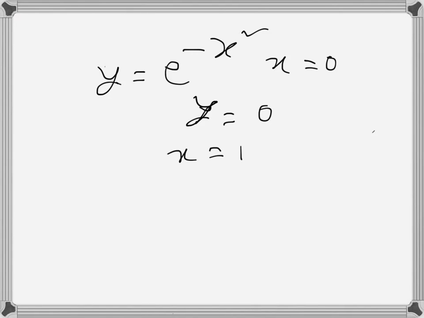So the area is bounded by these four: y is equal to e to the power minus x square, x is equal to 0, y is equal to 0, and x is equal to 1. The enclosed area is revolved around the y-axis, and we need to find the volume that is generated using the cylindrical shell method. So first let's draw y is equal to e to the power minus x square.